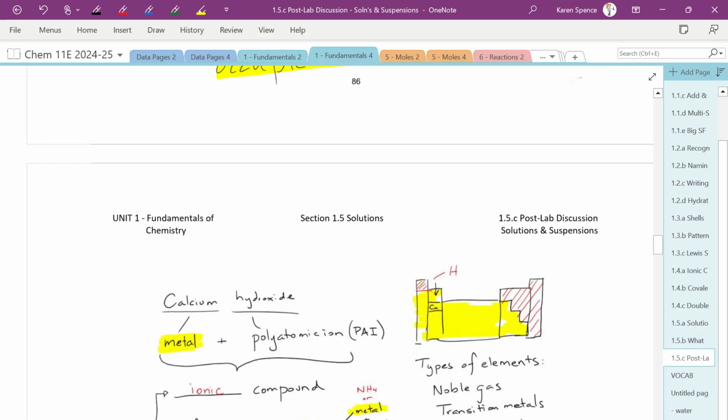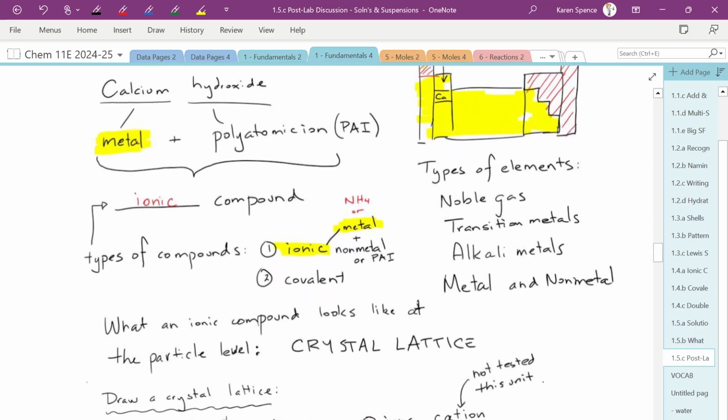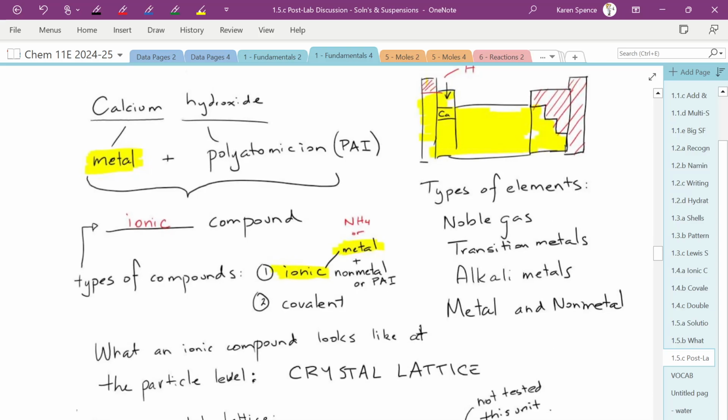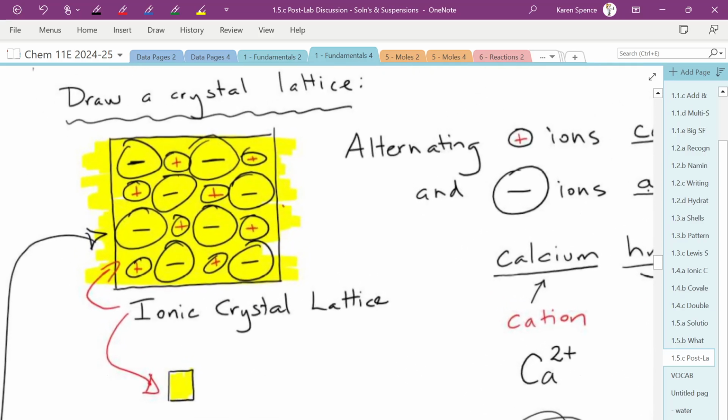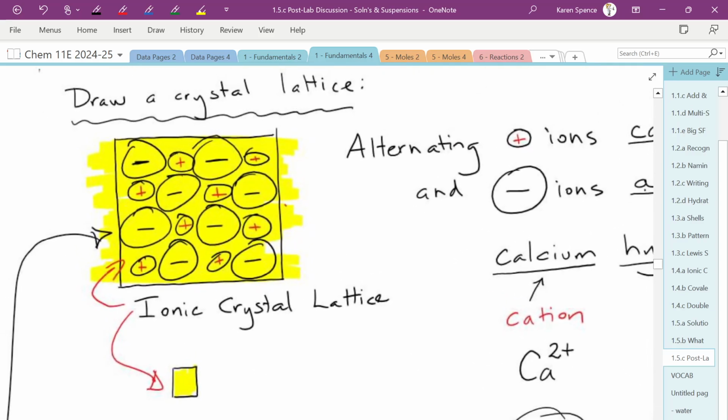Okay. Calcium hydroxide. Let's see what we got here. Metal plus a polyatomic ion, therefore it is an ionic compound. What do they look like? They look like crystal lattices. So I have drawn a crystal lattice here. And because we're going to have to draw a lot of these, I don't want to draw all those positives and negatives. So I have shrunk it. Shrunken. Yes? So I'm just making it smaller and more manageable to draw. So this is also an ionic crystal lattice. This is a mini crystal lattice.